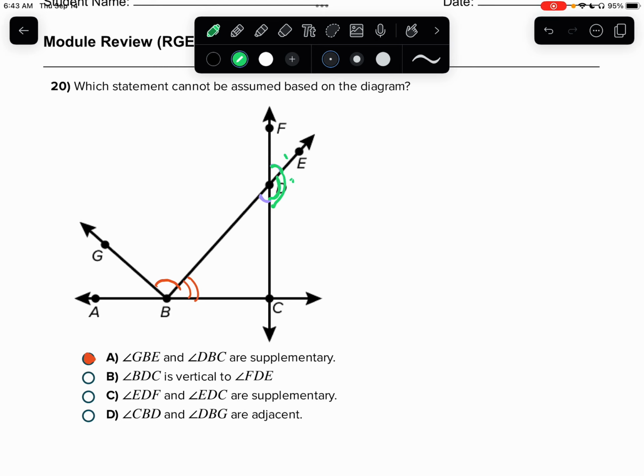And then CBD, so CBD is this one here. And DBG, so those two angles we were working with in the beginning, are adjacent. So adjacent just means they're next to each other. So yes, they are next to each other, but they're not supplementary necessarily. Well, they're not, regardless. So A would not be true. All the others would be.